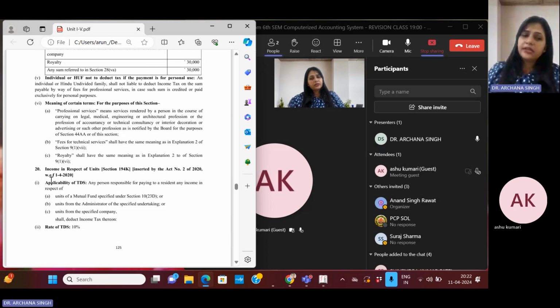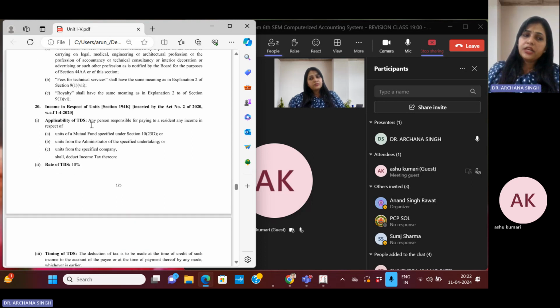Then income in respect of units, section 194K, inserted by the Act number 2 of 2020 with effect from 1st April 2020. यहाँ पे क्या है, in respect of units के case में applicability होगी. Yes, it is applicable if any person responsible for paying to a resident any income in respect of units of a mutual fund, units from administrator, units from specified company, shall deduct income tax thereon. The mutual fund is specified under section 10 subsection 23D, and administrator for specified undertaking. So in these cases there is applicability of TDS, and at what rate? At the rate of 10%.